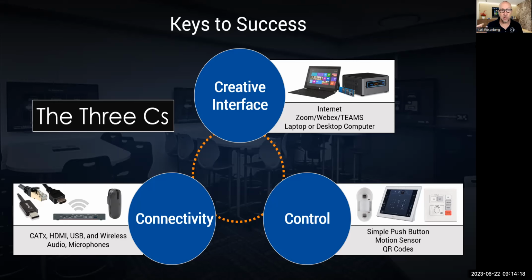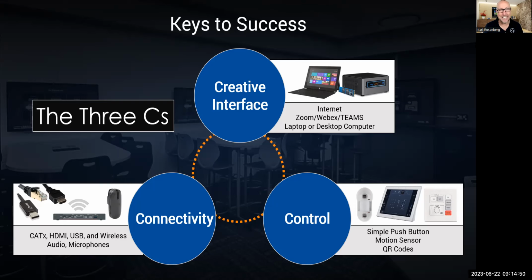So first and foremost, the three C's. Those three C's are the creative interface. Somehow you're going to attach Zoom, Teams, WebEx, whatever your unified collaboration solution is, to the system. So you have to have a creative interface. Notice I didn't call it Zoom or Teams. It's a creative interface. That's going to change as time progresses at your school or university. So depending, this week you're going to use Zoom, next you're going to use Teams, you're going to use Google, whatever the application is. Number two, connectivity.